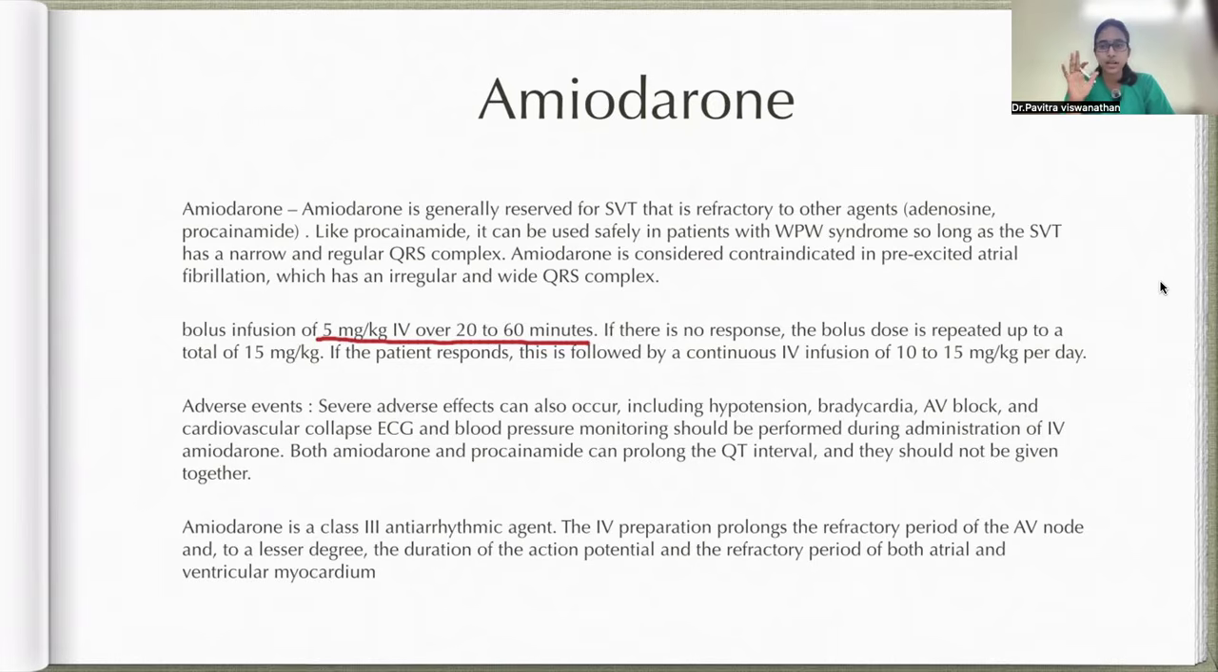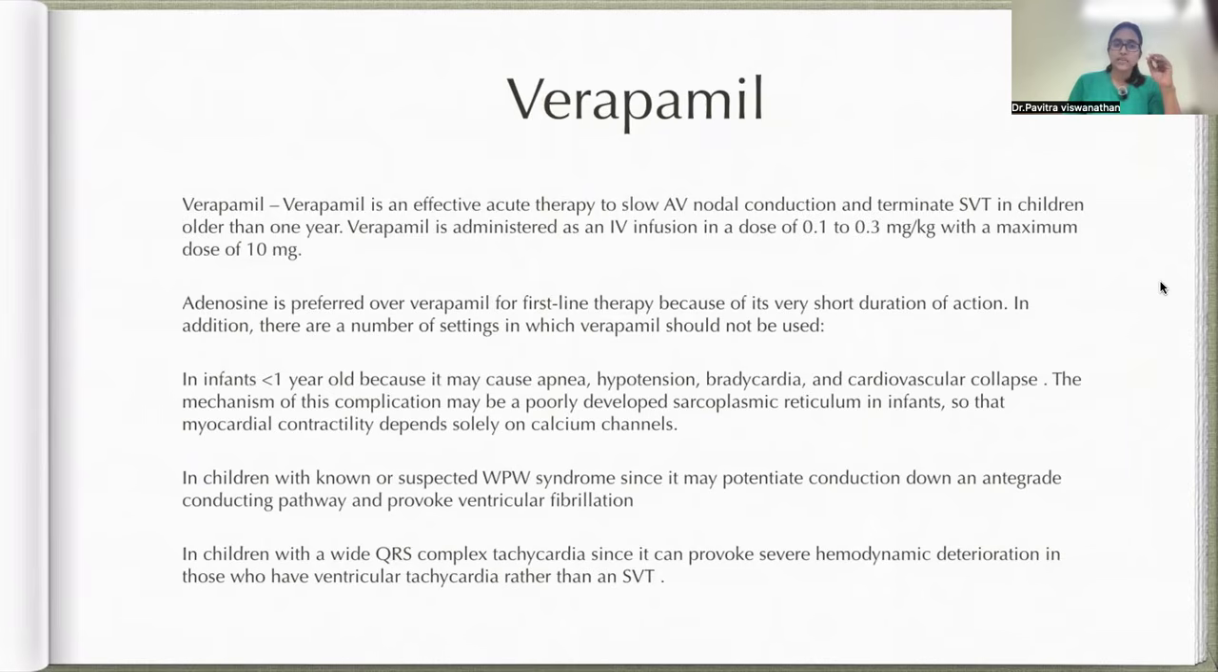So you need to be really, really careful. You need to give this under monitoring. And if the patient is responding to this bolus dose, then you can continue infusion at 10 to 15 mg per kg per day. Okay, it basically prolongs the refractory period of your AV node. That's how this acts.